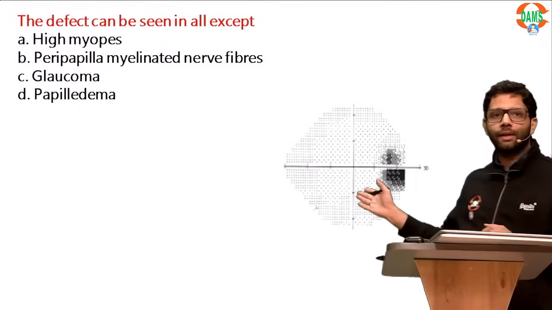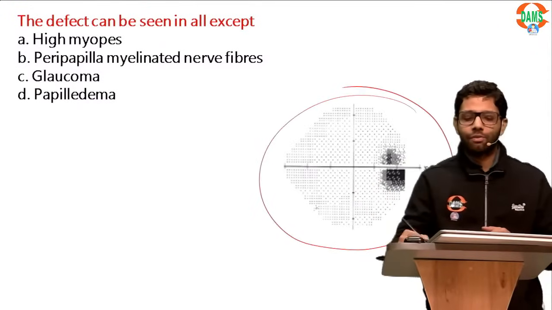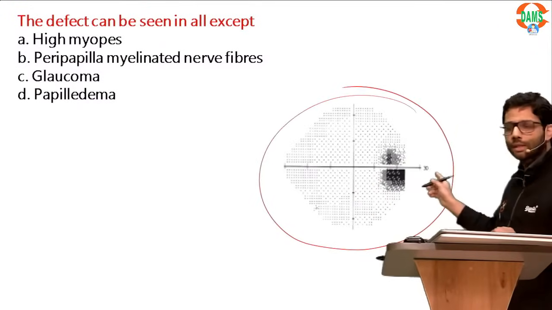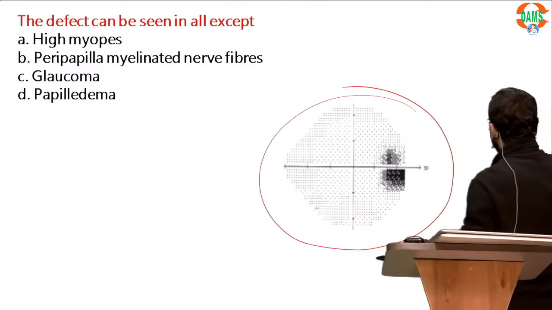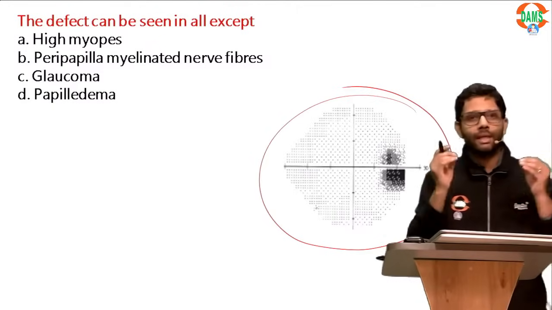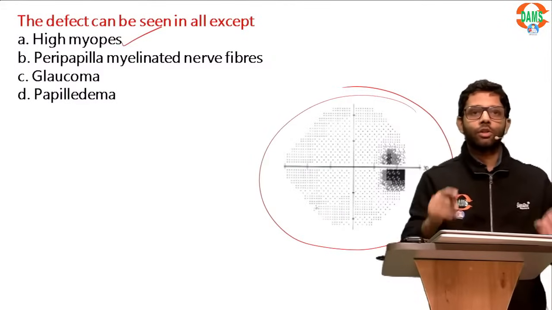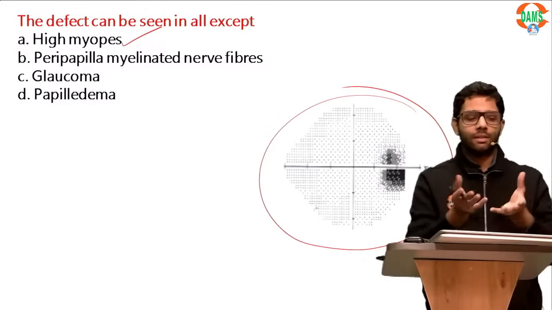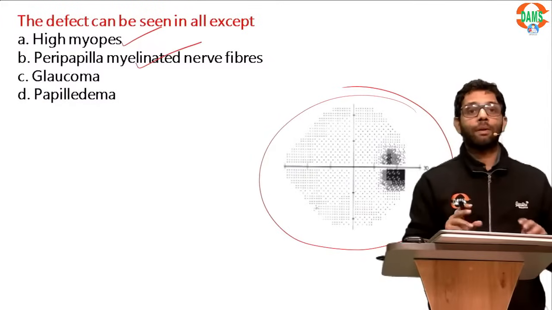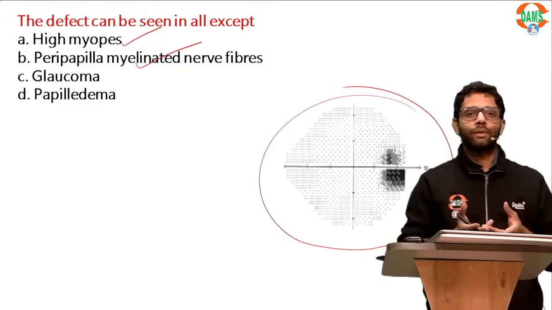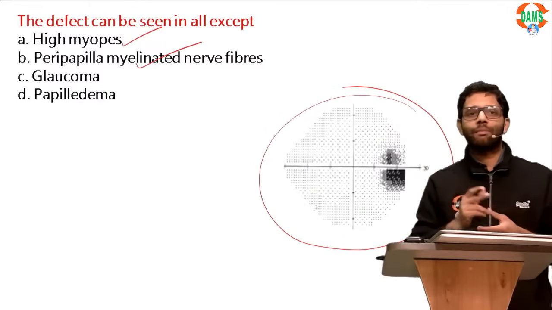This is a visual field defect. Last year NEET exam question. Right visual field, blind spot is there. Then there is enlargement of blind spot. So enlargement of blind spot, I have given 3 differentials already. It is seen in high myopes because of peripapillary atrophy. Optic disc is large in size. Peripapillary, papilla means optic disc, and myelinated nerve fibers, because myelination of the optic nerve stops at lamina cribrosa.